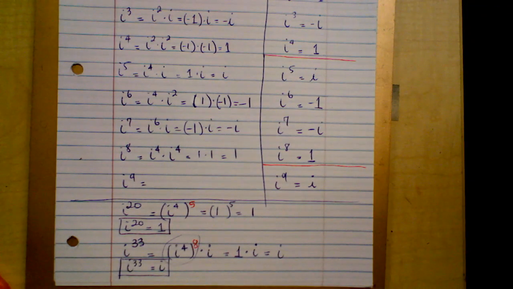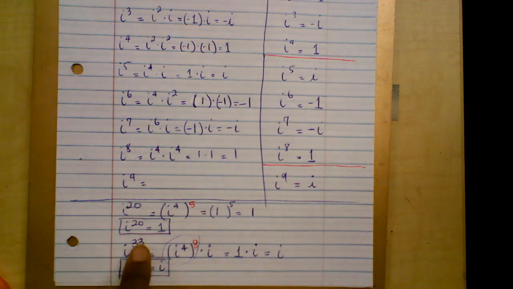So for me, in order to evaluate i to a high power, all I have to do is rewrite the power in terms of 4. Find the number that I multiply 4 by to give a number close to the power. And here the example was 8. Okay. So pause the video and try to evaluate i to the 45th power. What is i to the 45th power equal to? I found that i to the 45th power evaluates to be i.